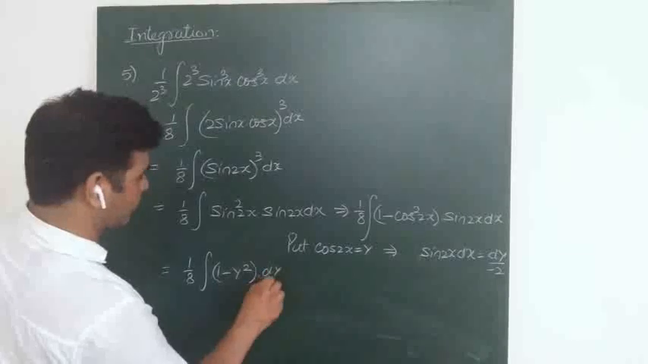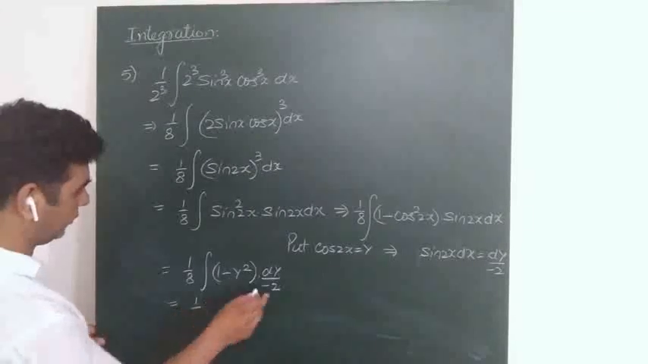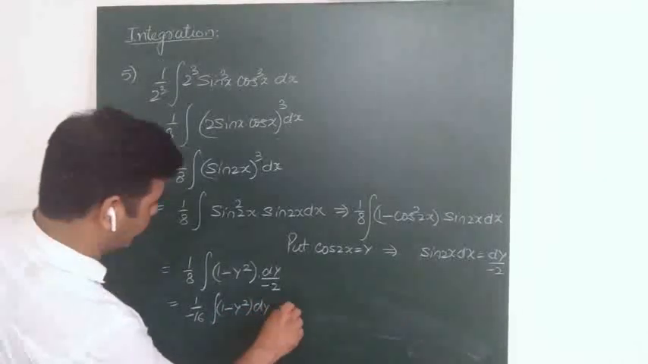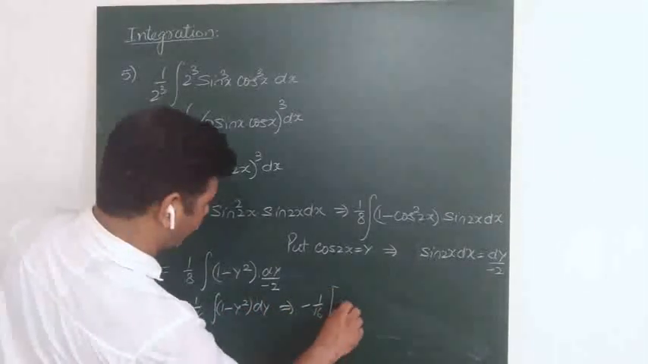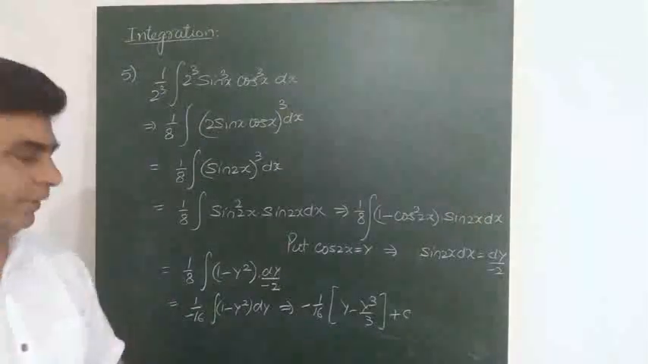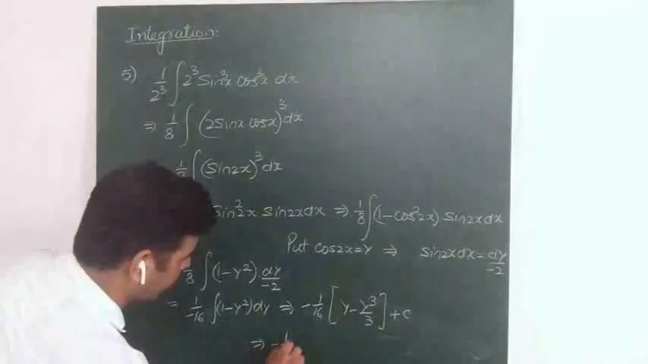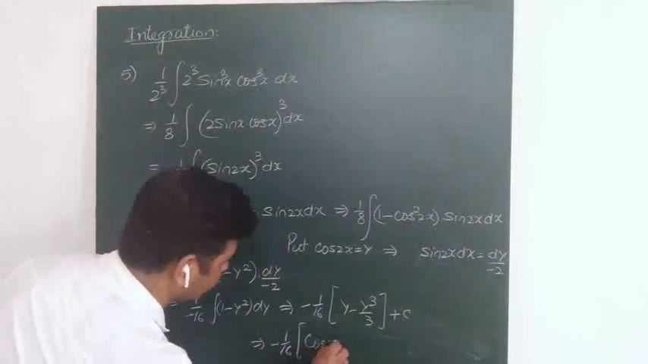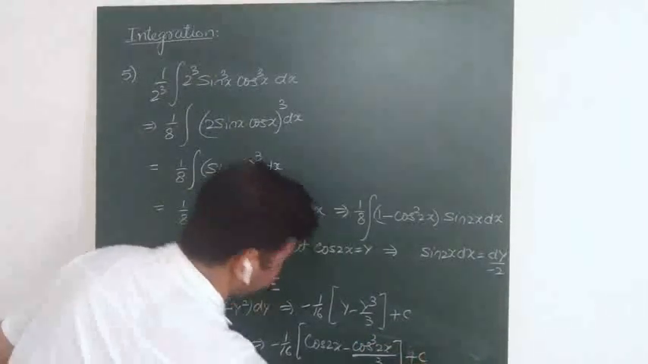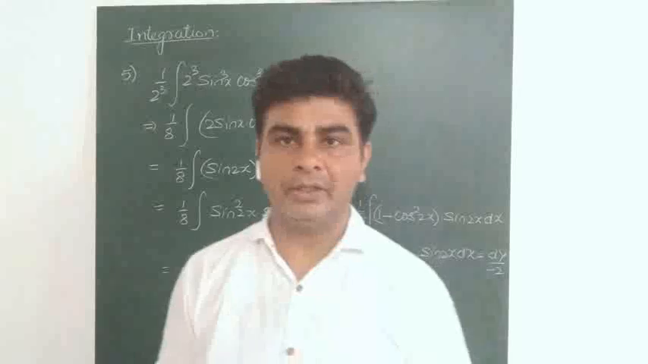by minus 2. And this can be written as 1 by minus 16 of 1 minus y square into dy, which implies minus 1 by 16 of y minus y cubed by 3 plus c. And the value of y is here cos 2x. So the answer will be minus 1 by 16 of cos 2x minus cos cube 2x by 3 plus c. This will be the answer. So this was question number 5, and question number 6 is your homework.